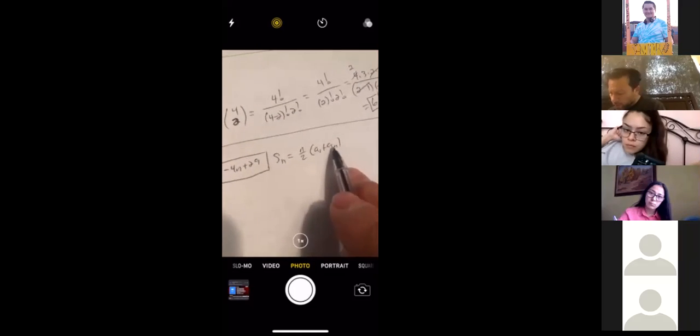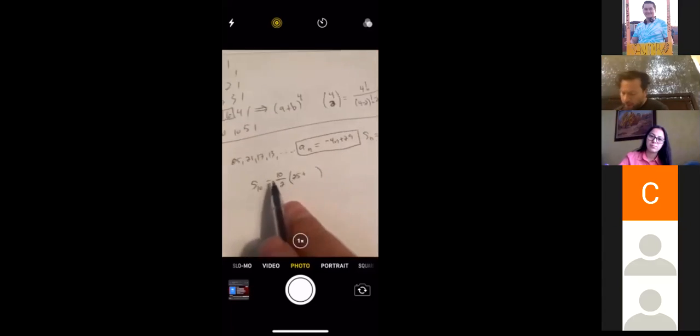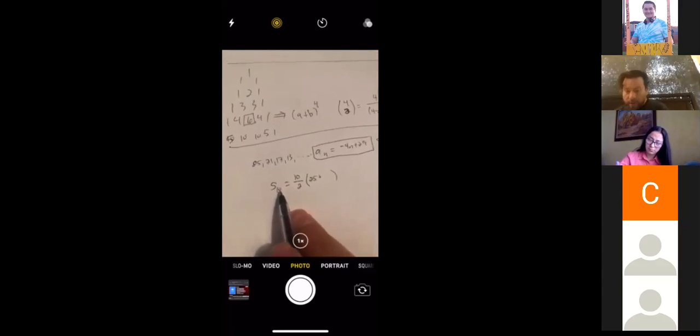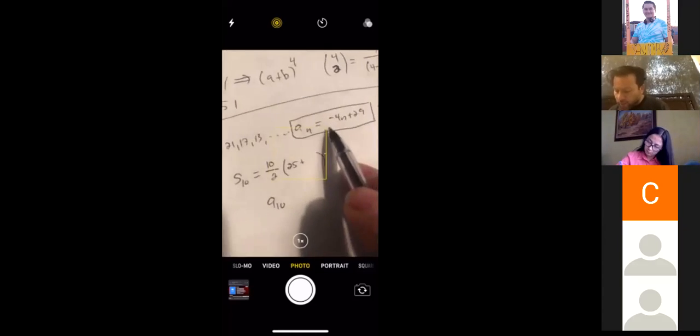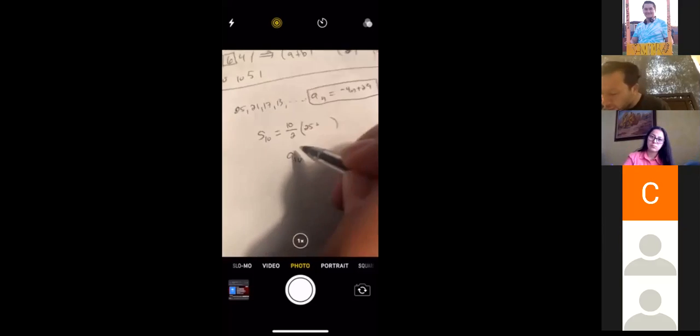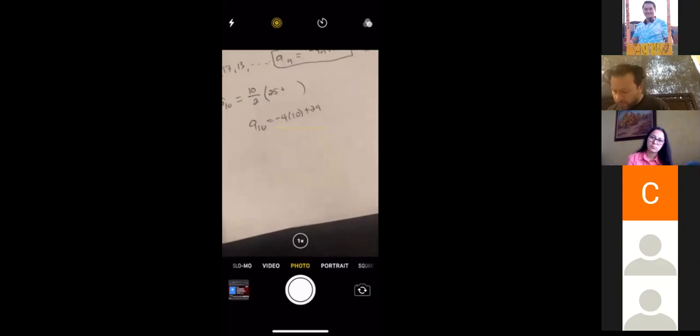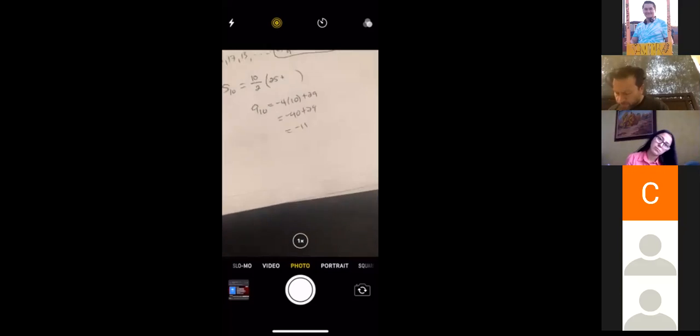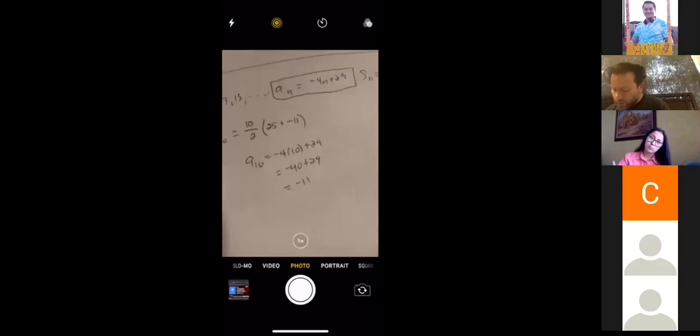Looking at this formula, a1 is 25. What am I missing? I need a10. I don't have a10, do I? So I need to find a10, and that's where this formula comes in handy again. So I'm going to put it in here. That's -4 times 10, plus 29. What is this? -40 plus 29 is -11.